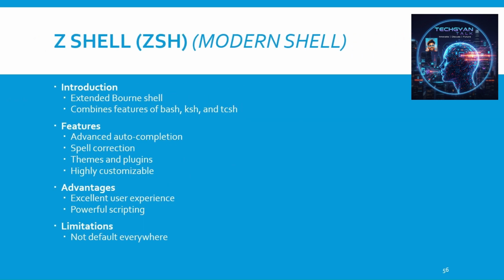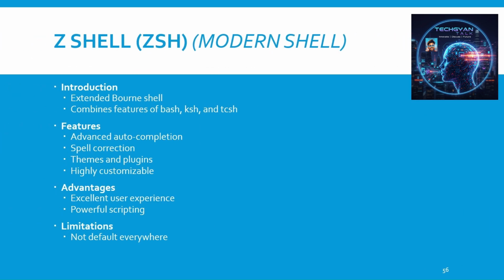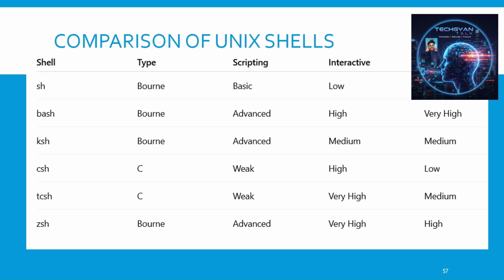Z shell, ZSH. Modern shell. Introduction: extended Bourne shell, combines features of Bash, KSH, and TCSH. Features: advanced auto completion, spell correction, themes and plugins, highly customizable. Advantages: excellent user experience, powerful scripting. Limitations: not default everywhere. Comparison of Unix shells: shell, type, scripting, interactive, popularity.